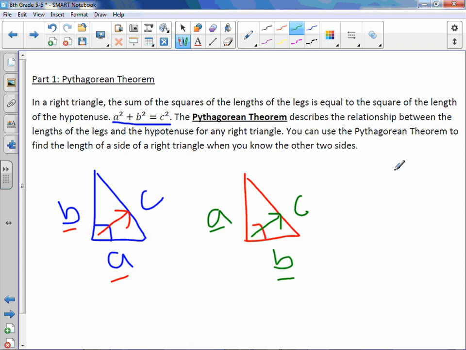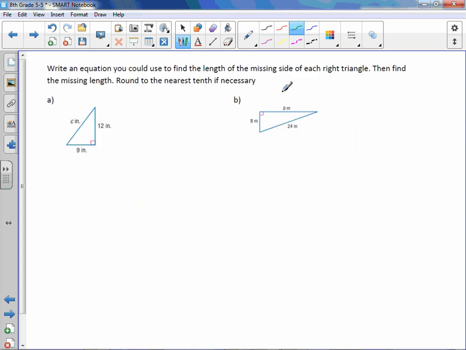You can use the Pythagorean theorem to find the length of a side of a right triangle when you know the other two sides. Write an equation you could use to find the length of the missing side of each right triangle, then find the missing length. Round to the nearest tenth if necessary.